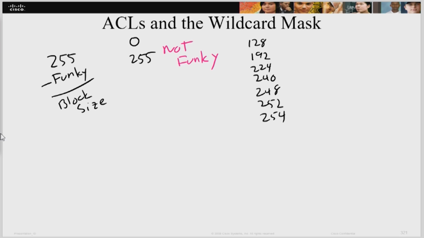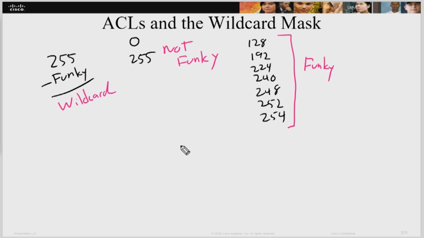And these are the only values that you can have between 0 and 255, and these are the only values that you can have in a subnet mask. These are the funky ones. 0 through 255 are the not funky ones. So for any subnet mask I have, I subtract the funky octet from 255. Oof. I wrote that incorrectly. For those of you taking your notes, pull out your eraser. 255 minus funky is wildcard.